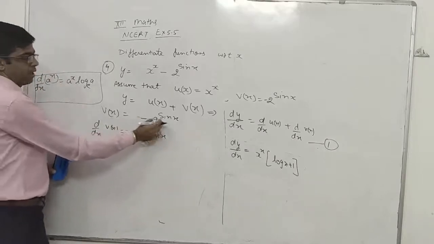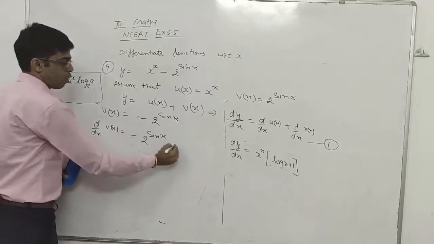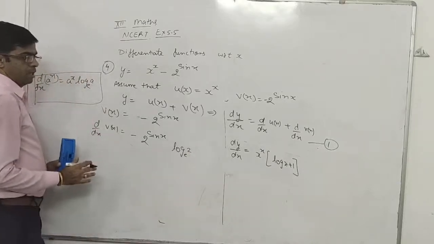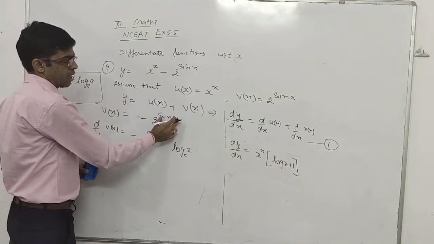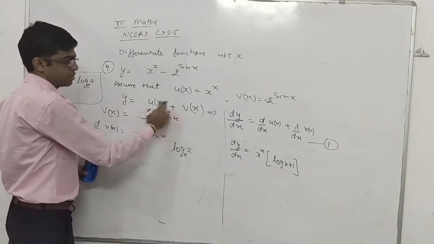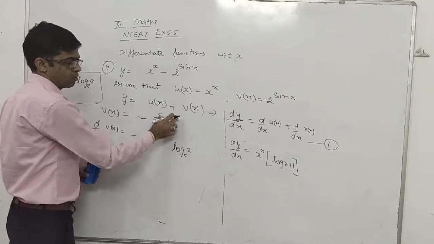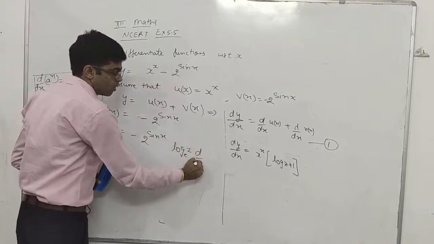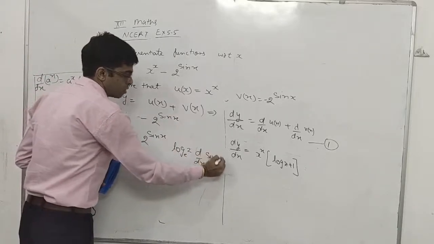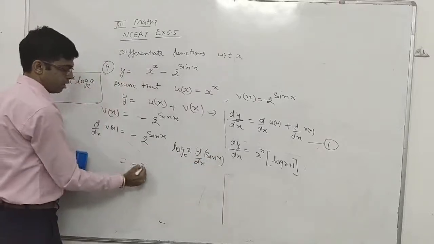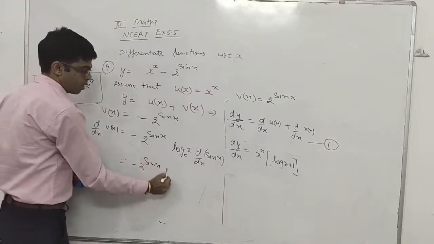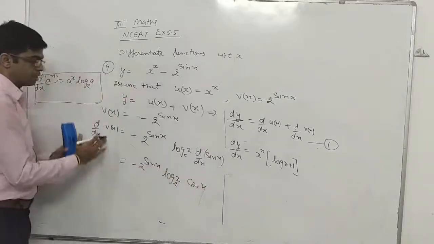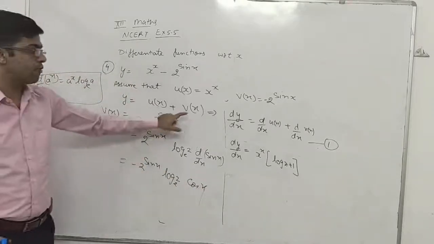This is a raised to the power x, log a. But now this is actually not x, this is a function of x. So using chain rule, we have to differentiate this sin x also. So dy/dx of sin x. Finally we got sin x, and its differentiation is cos x. So this is the differentiation of the b^x function.